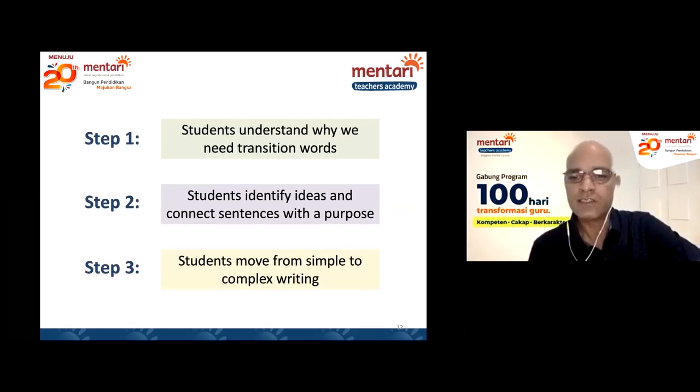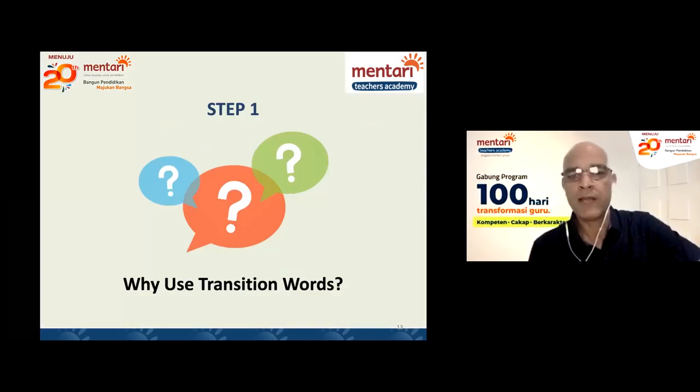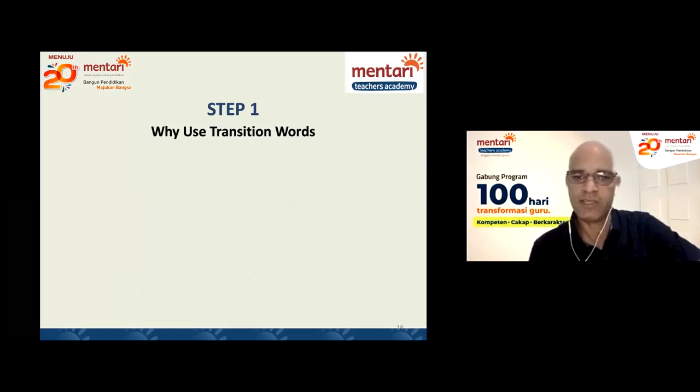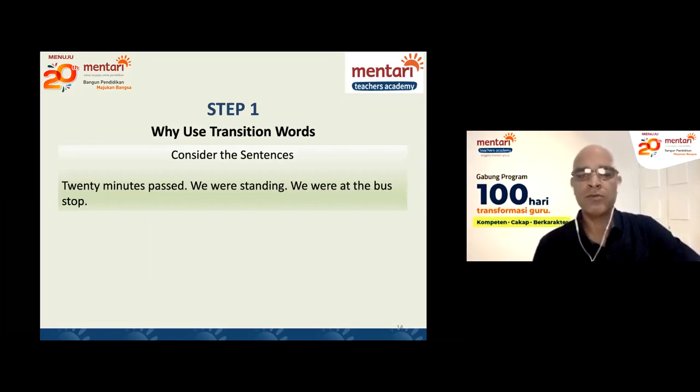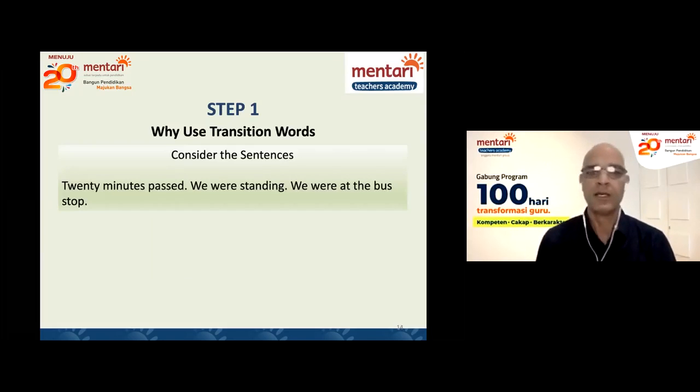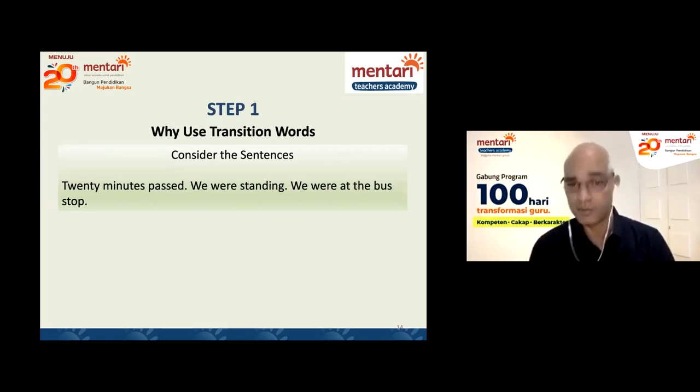So how does this work in practice? Why do we use transition words, and how do we teach that? Well, I like to show students examples like these. Consider the sentences: 20 minutes passed. We were standing. We were at the bus stop. Those are 3 simple sentences.